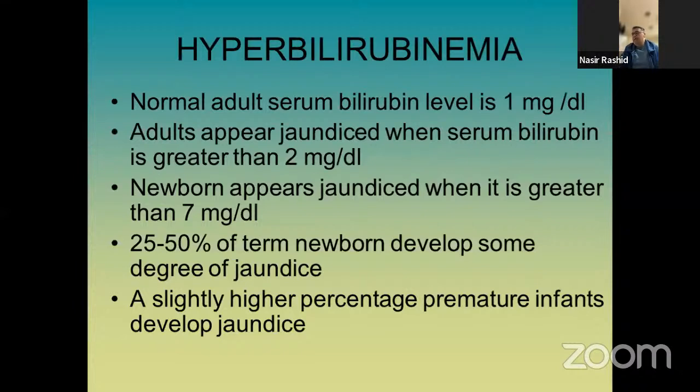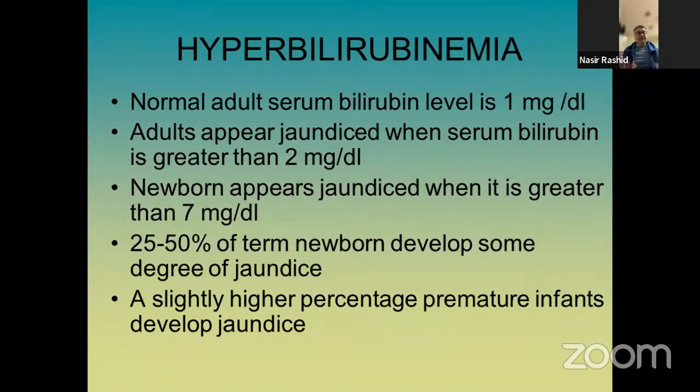Okay, so what is the normal serum level? In an adult, it is 1 milligram per deciliter, and an adult can appear jaundiced if the bilirubin is greater than 2. On the other hand, the newborn does not appear jaundiced until the bilirubin is greater than 7. So by the time a clinician looks at a newborn and the baby appears jaundiced, the bilirubin is already greater than 7 milligram per deciliter.